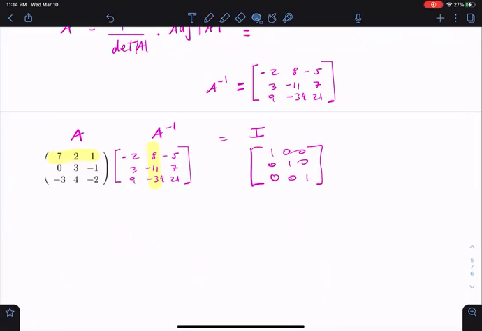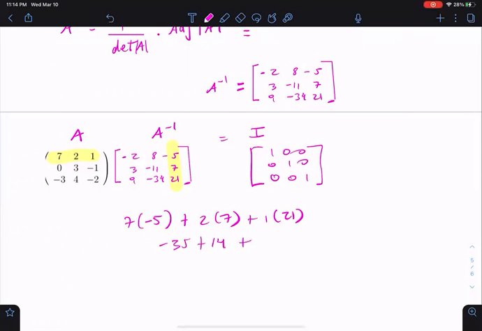You keep computing. Now we have to do row 1, column 3, right? I think you get the point. I will stop at this because you can just calculate the rest by yourself. So this is 7 times 85 plus 2 times 7 plus 1 times 21. So this is 35 minus 35, that's 0.